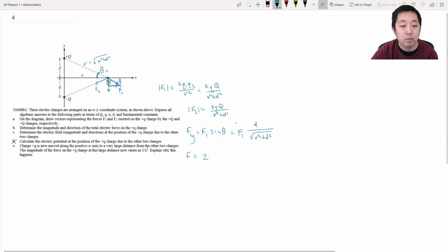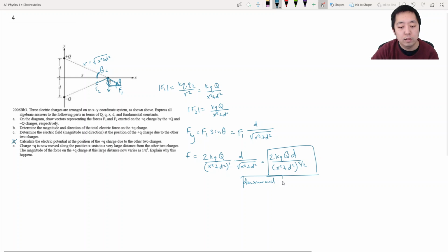2 times F1, which is kqQ over x squared plus d squared, times d over the square root of x squared plus d squared. So that equals 2kqQd over x squared plus d squared to the 1 times to the 1/2, which would be x squared plus d squared to the 3/2. Just a little simplification. And it's downward. So that's the magnitude of the force, and the direction is downward.